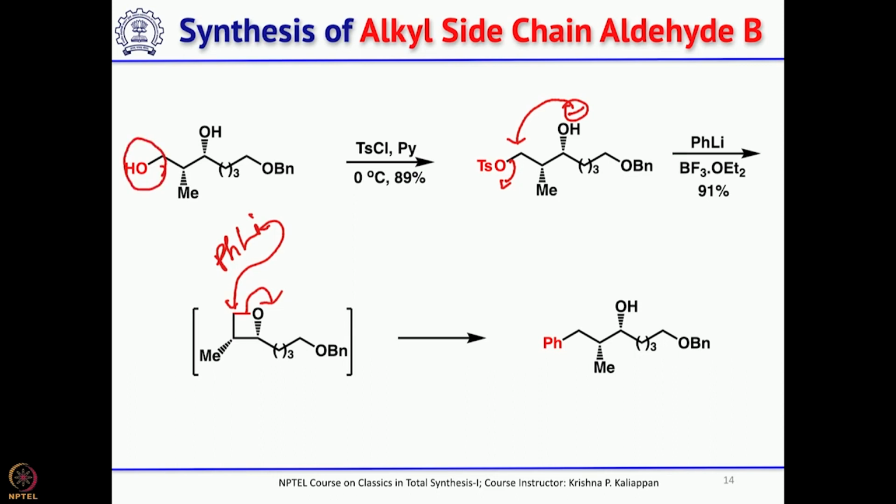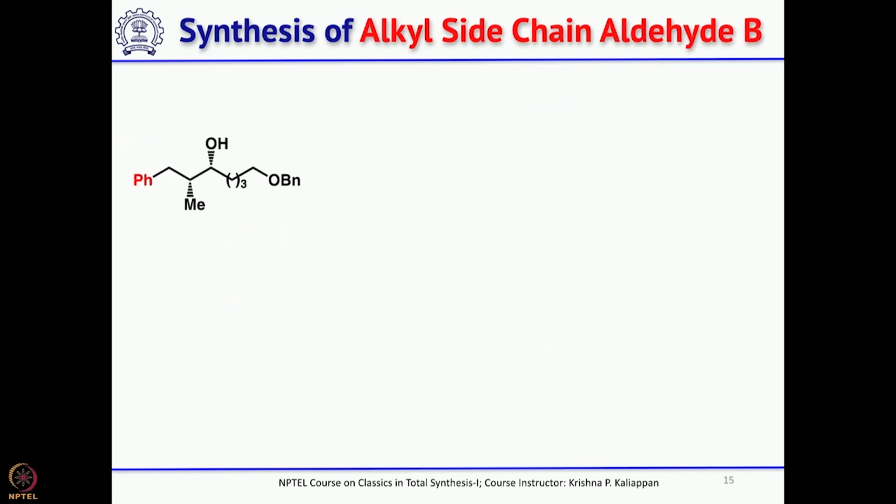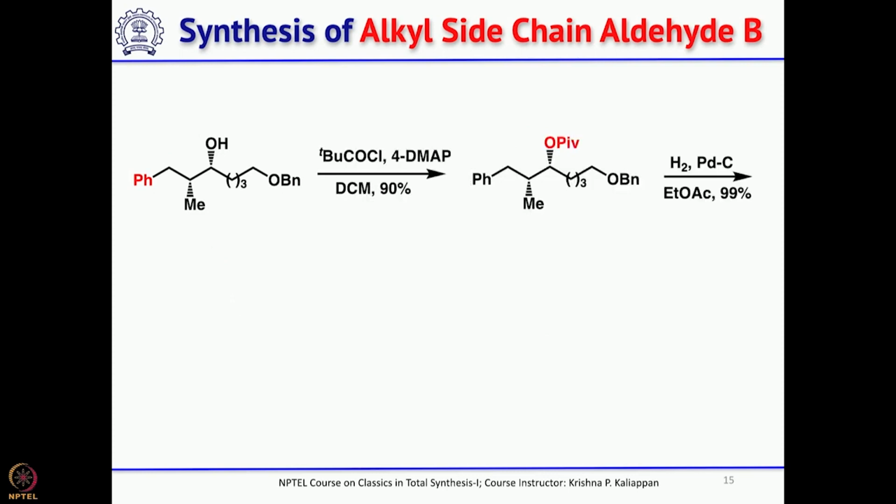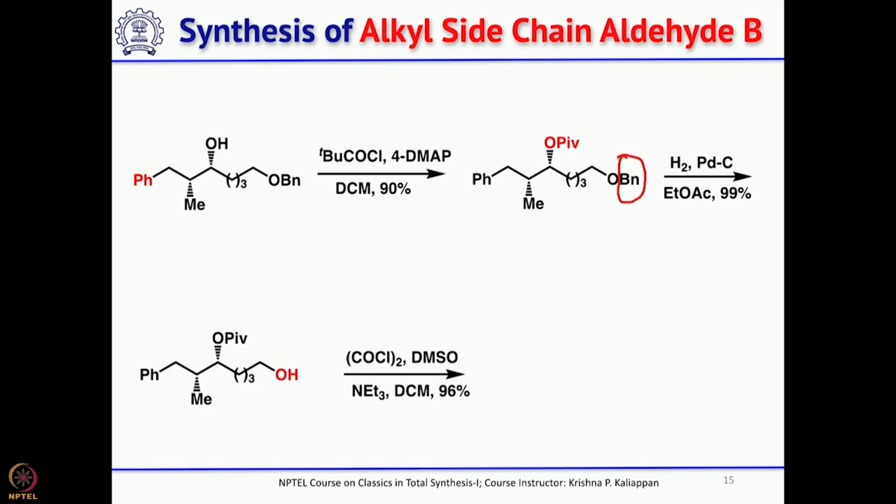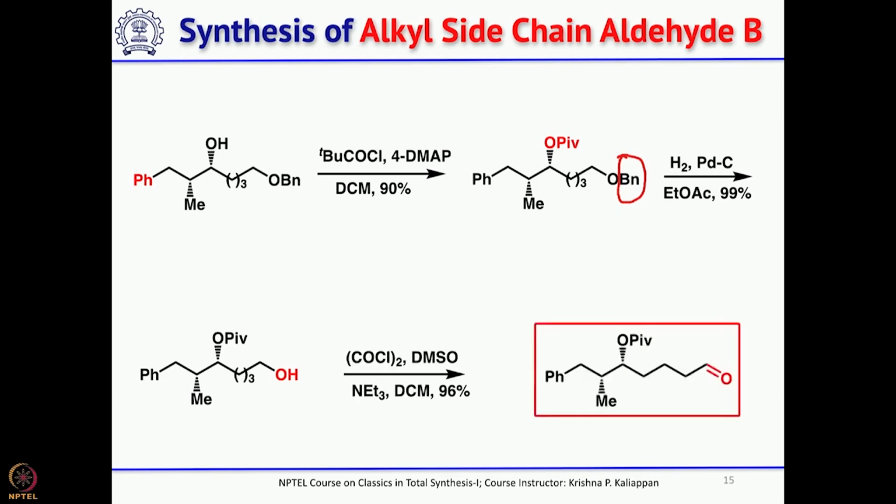So you convert that hydroxyl group into a good leaving group, followed by treatment with phenyl lithium in the presence of Lewis acid, and you can replace the hydroxyl group by phenyl. Then protect the hydroxyl group as pivalate ester, then remove the benzyl group under hydrogenolysis to release the primary alcohol. This upon Swern oxidation gives the primary aldehyde, the side chain aldehyde B.